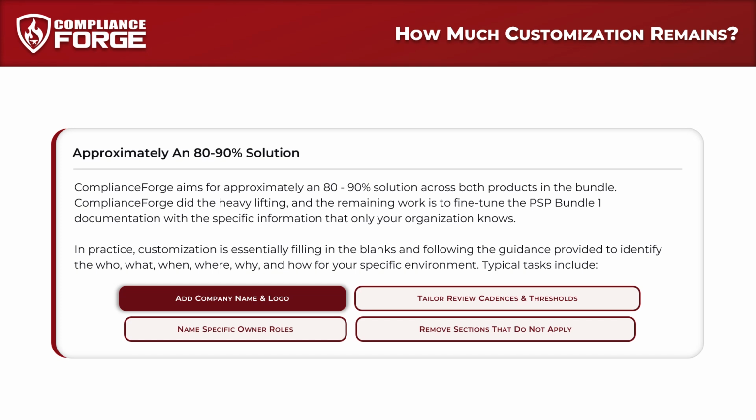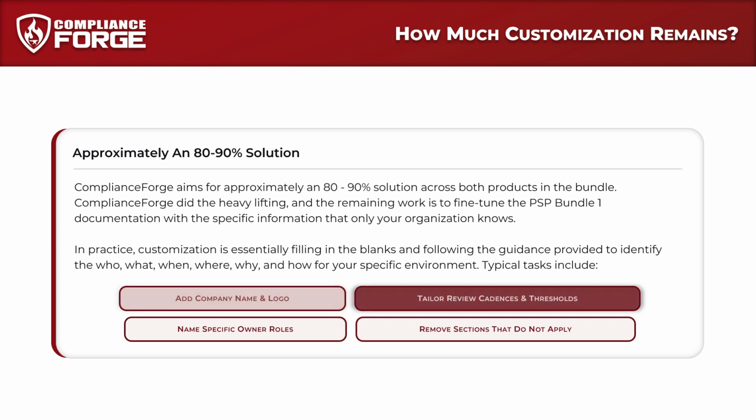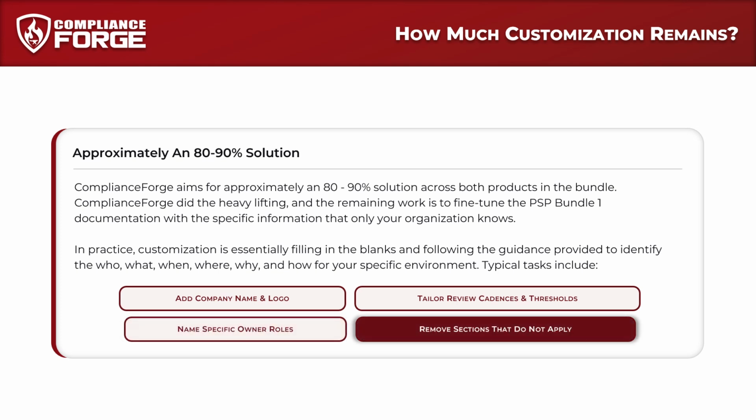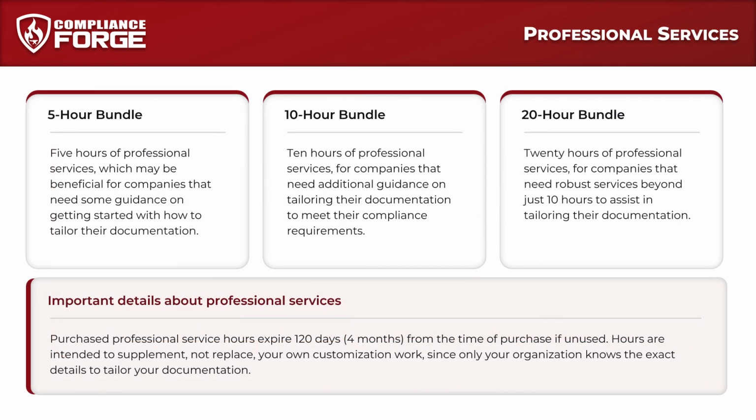Adding your company name and logo, which is applied automatically to both documents. Tailoring parameters, such as review cadences and thresholds. Naming specific owner roles. And removing sections that do not apply to your organization. If you want a hand, ComplianceForge offers optional professional services. They are not required to customize ComplianceForge documentation.